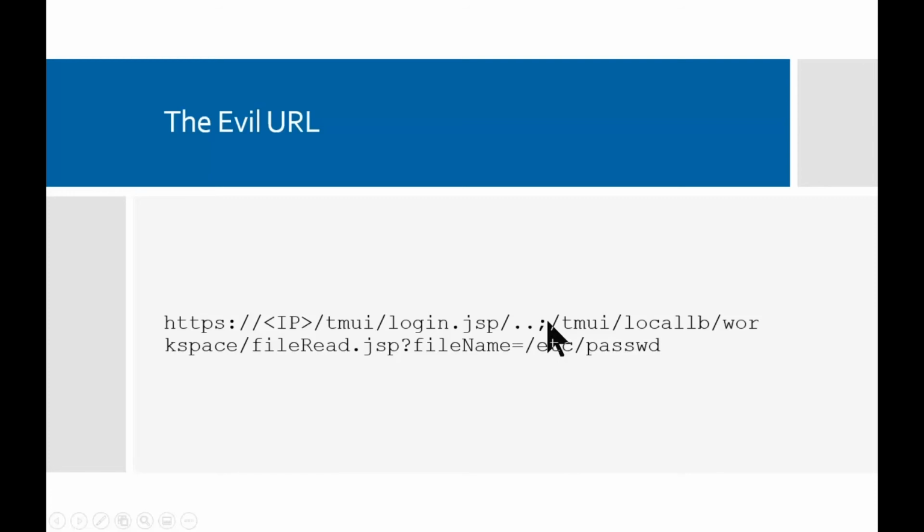And then we get another fragment of a URL: TMUI, local DB, workspace, file read, JSP, and a parameter, in this case a normal query parameter, asking for the etc password file, which is a list of all your user accounts. So this is basically saying that with a single URL, coded the right way, we can read any file on that system. And yeah, so how does all of this work?